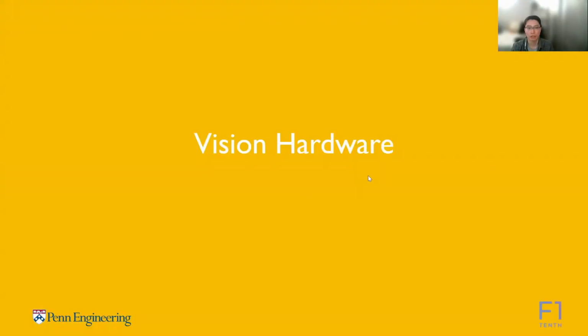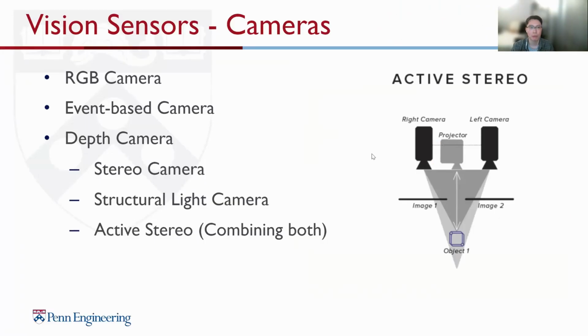First is vision hardware. Cameras, we can have different kinds of cameras. RGB camera, event-based camera, or depth camera. And in depth camera, we can have different depth technologies, stereo depth, structural light depth, or active stereo that's combining the above two. So here is showing a diagram of an active stereo camera.